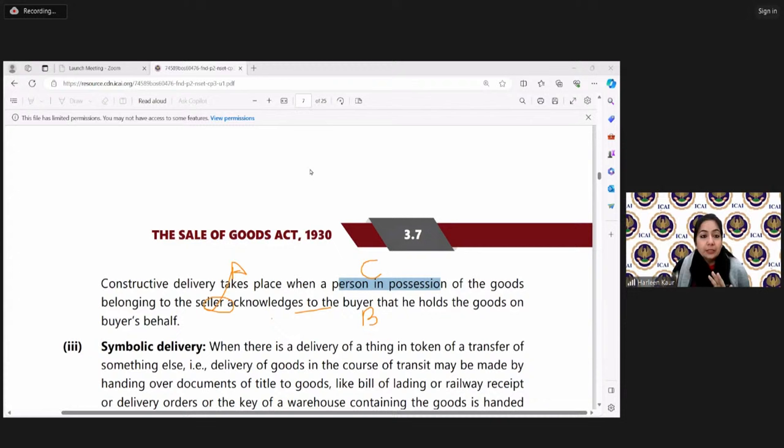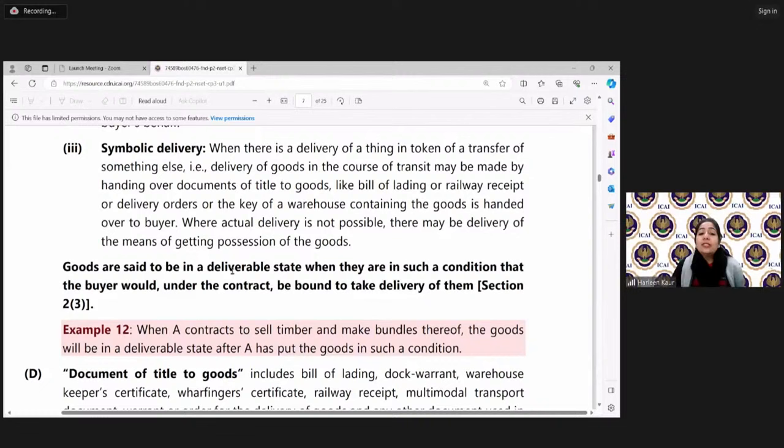Done, let's move ahead. Let's do another definition also from this, and then we'll move ahead to the MCQs for today. Goods are said to be in deliverable state when they are in such a condition that the buyer can take delivery of them. Let's ask the children, let's take an example.